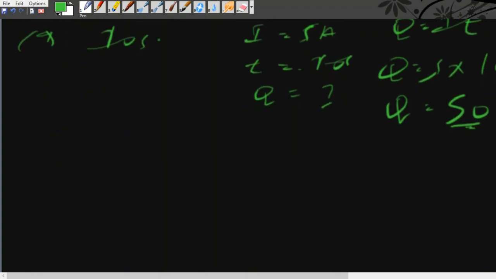Let us look at another example. So if we have this situation, the current that we have been given is 5 amps, which is passing through the circuit for 5 minutes.